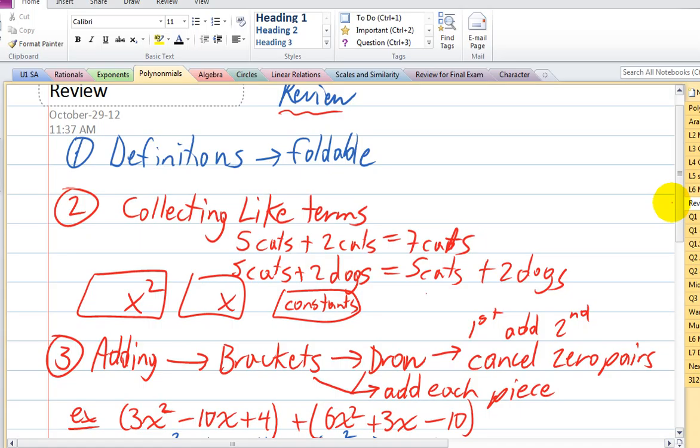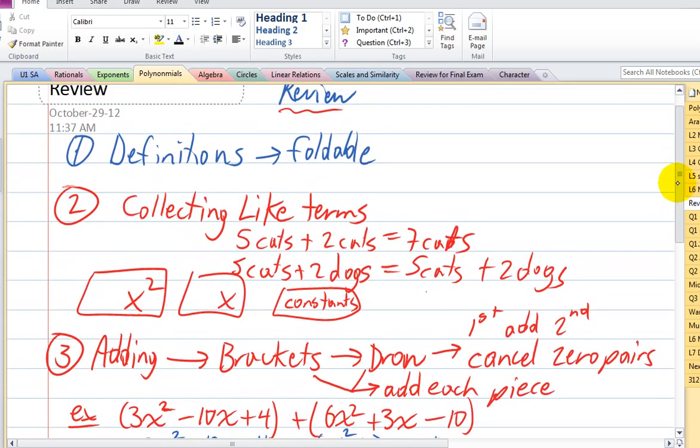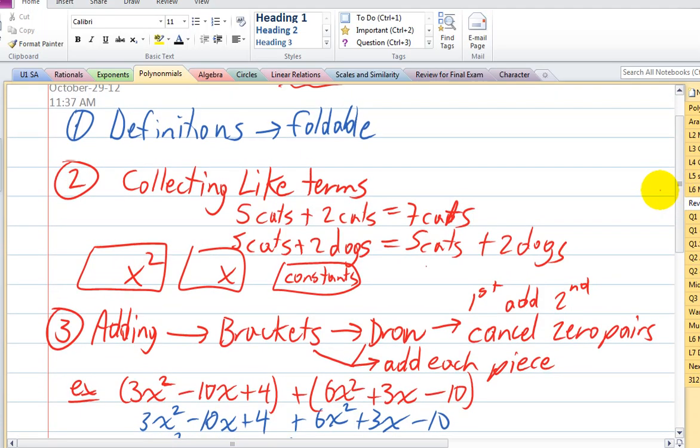So there's an example, 3x squared minus 10x plus 4, plus in brackets 6x squared plus 3x minus 10. So you have to be able to draw that. If we're not drawing it, you just drop your brackets and nothing changes. Okay, because it's addition, you add each piece, nothing changes.